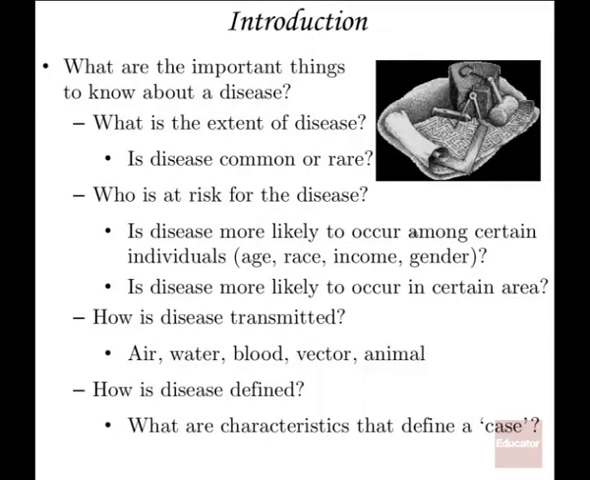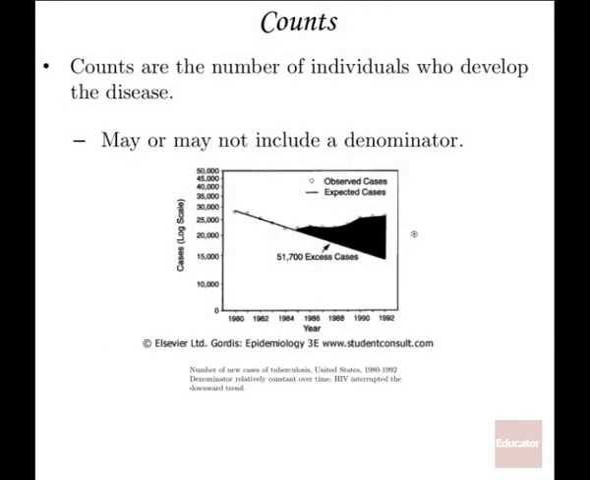How is the disease defined? What kind of symptoms are we seeing among the individuals who are ill? Are these symptoms held in common? Do we see variation? All of this information is truly important in figuring out what the source of the disease is and, more importantly, what we can do to eradicate it. So the first measure we're going to discuss is getting a count.